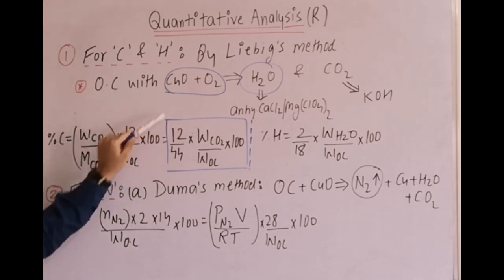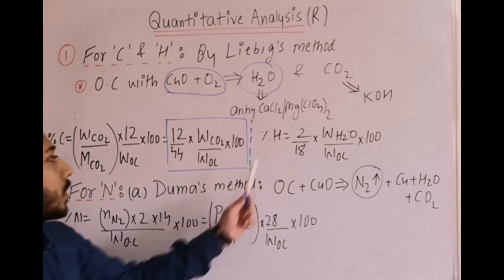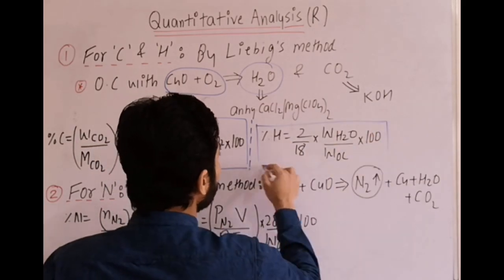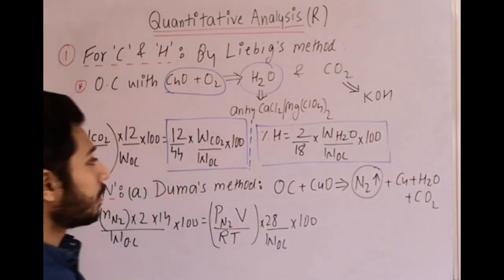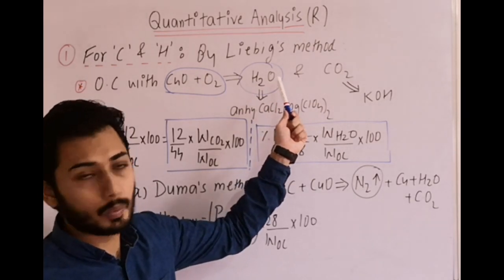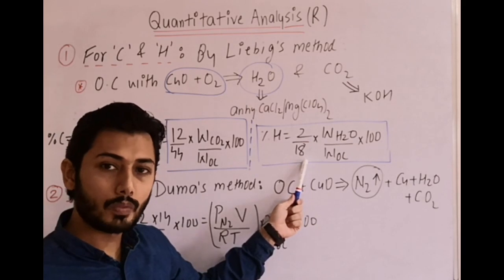That means the numerator will be there, and the denominator is given in the question, which is the weight of the organic compound. Similarly, for finding the percentage of hydrogen, we use this formula, which is the mass of H2O. We know experimentally it is given in the numerical, mass upon molar mass will be the number of moles of H2O.